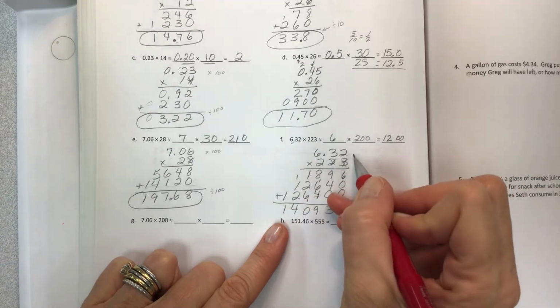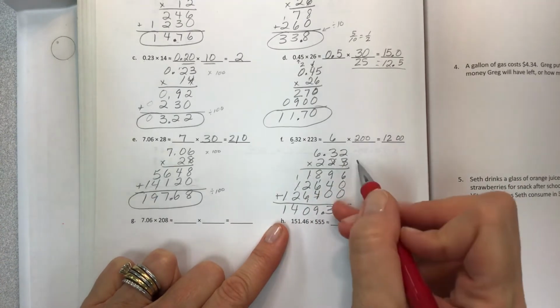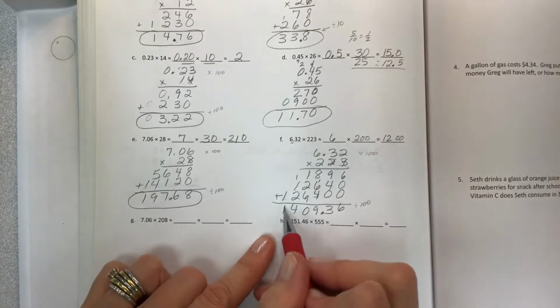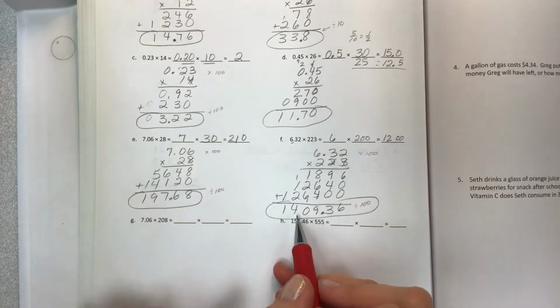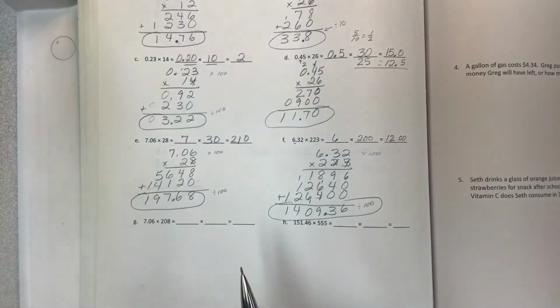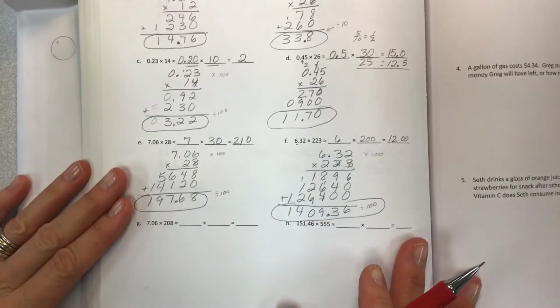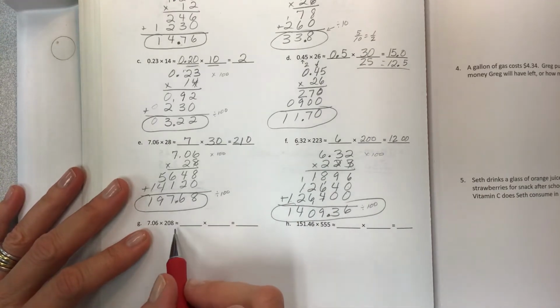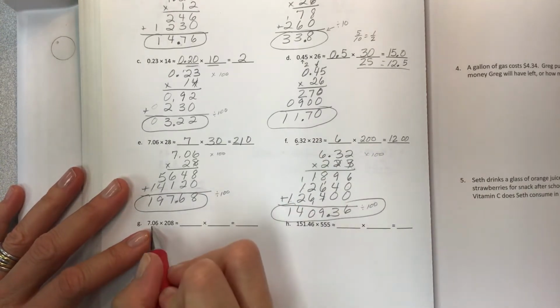Think about the 2 places here, the 2 places here. Multiply by 100 up here, divide by 100 down here. And you end up with 1,409 and 36 hundredths. Okay, let's keep going. We're doing great. And again, look, these almost get easier as we go on, at least.